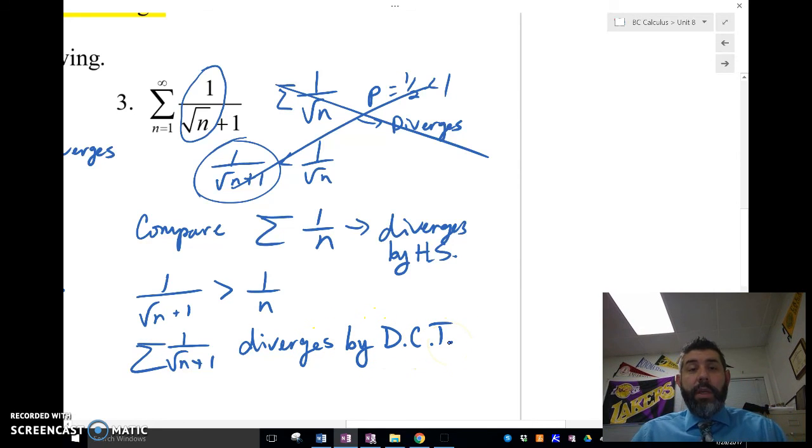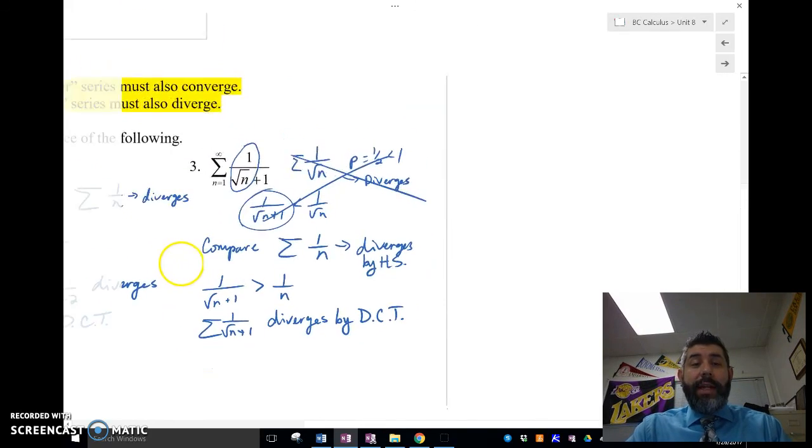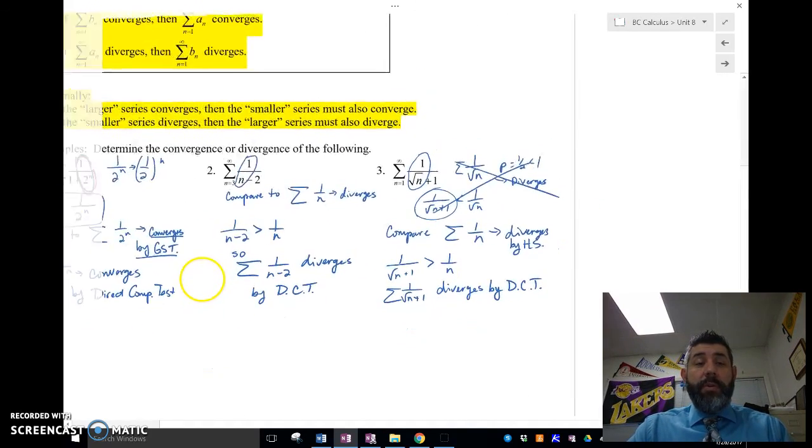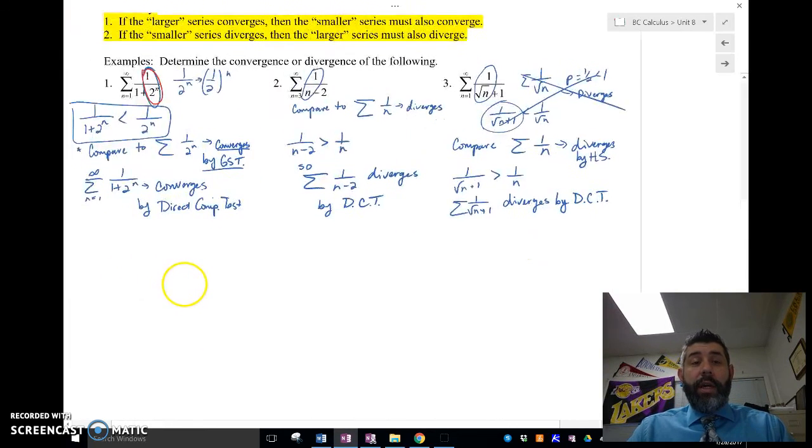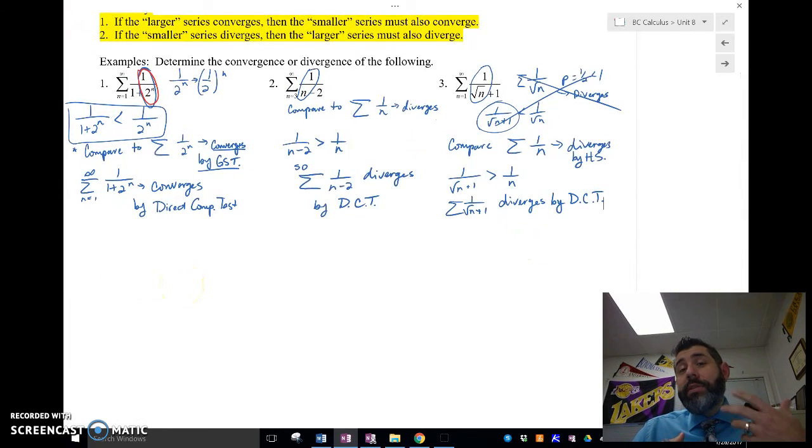All right? So there you go, guys. That is the direct comparison test. Just remember, you want to compare to a series that you already know is easy to figure out whether it converges or diverges.